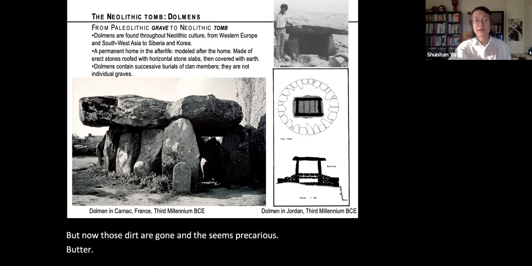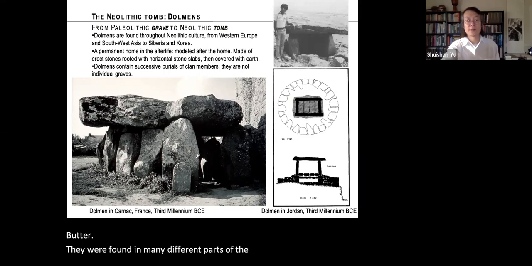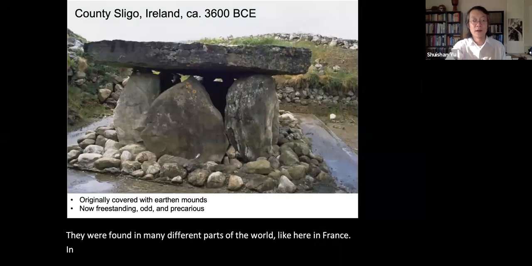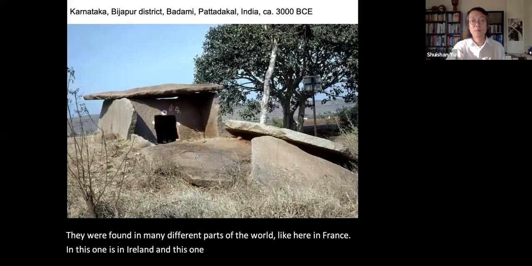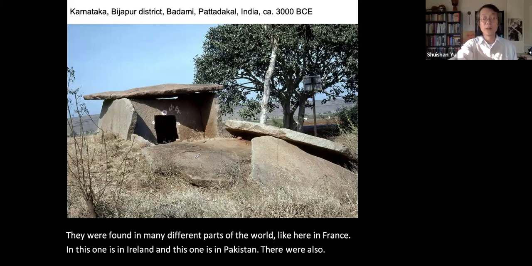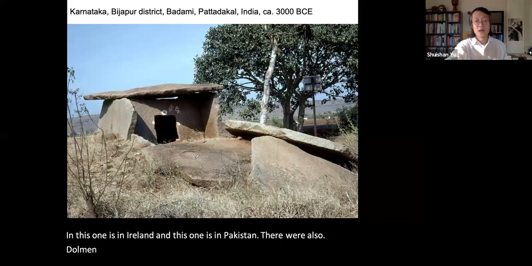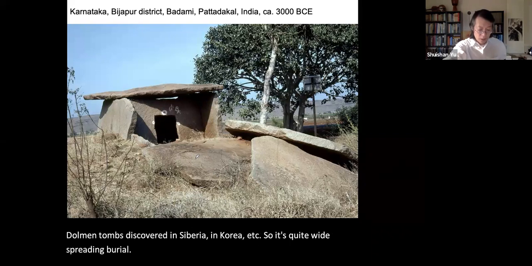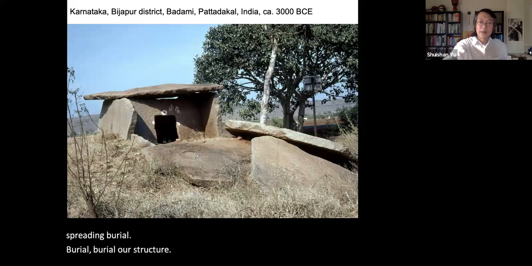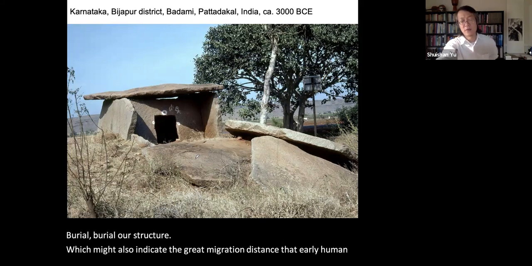They were found in many different parts of the world, like here in France, and this one is in Ireland, and this one is in Pakistan. There were also dolmen tombs discovered in Siberia, in Korea, etc. So it's quite a widespread burial structure, which might also indicate the great migration distance that early human beings covered on the surface of the earth.